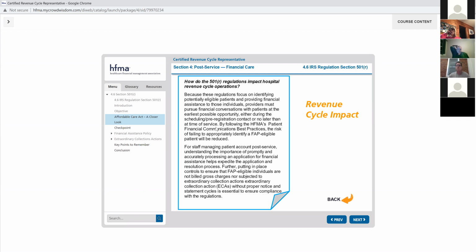Where are we? We're up to revenue cycle impact, Christy. Is that where we are? That is where I'm at. That's where we are. Okay.